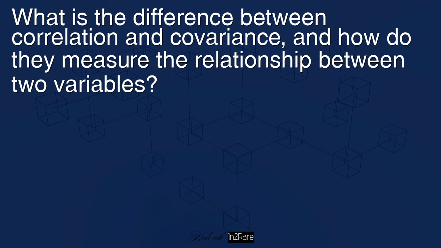What is the difference between correlation and covariance, and how do they measure the relationship between two variables?